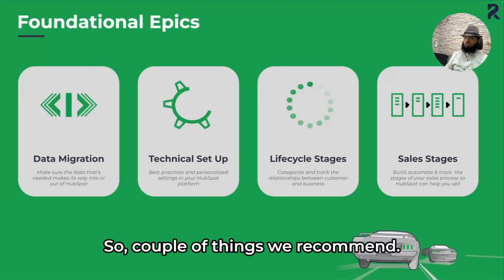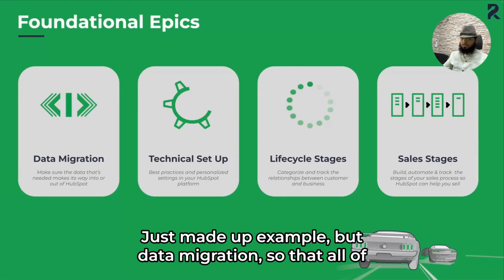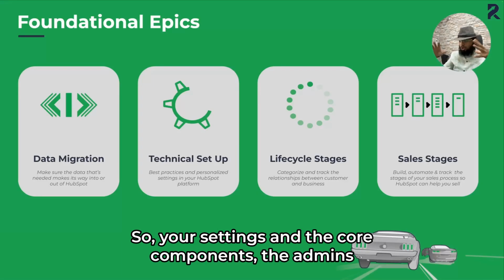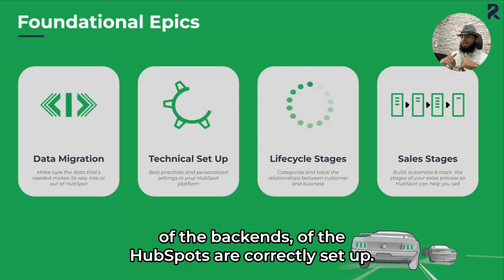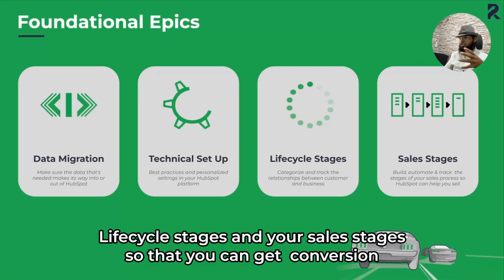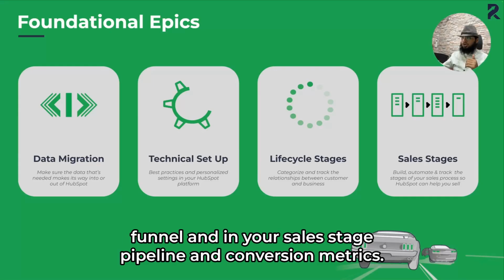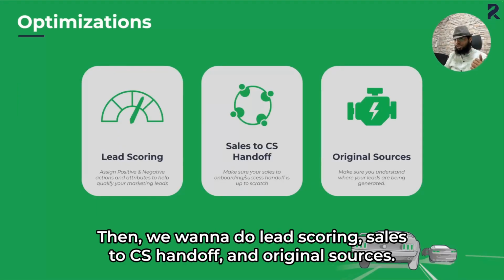Okay, recommendation. So a couple of things we recommend, just a made up example, but data migration, so that all of your historical data is correctly in HubSpot. Technical setup, so your settings and the core components, the admin stuff, the backends of HubSpot are correctly set up. Lifecycle stages and your sales stages, so that you can get conversion numbers and your volume numbers correct, both in the lifecycle stage funnel and in your sales stage pipeline and conversion metrics. And then we want to do lead scoring, sales to CS handoff, and original sources.